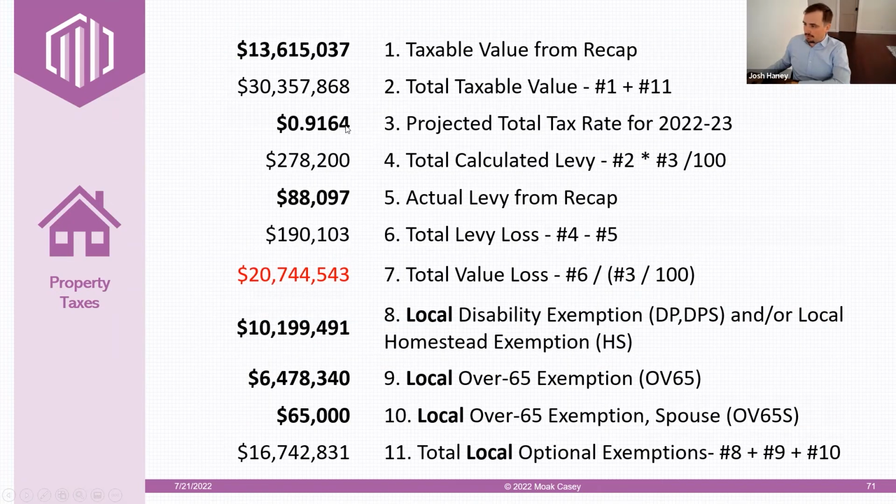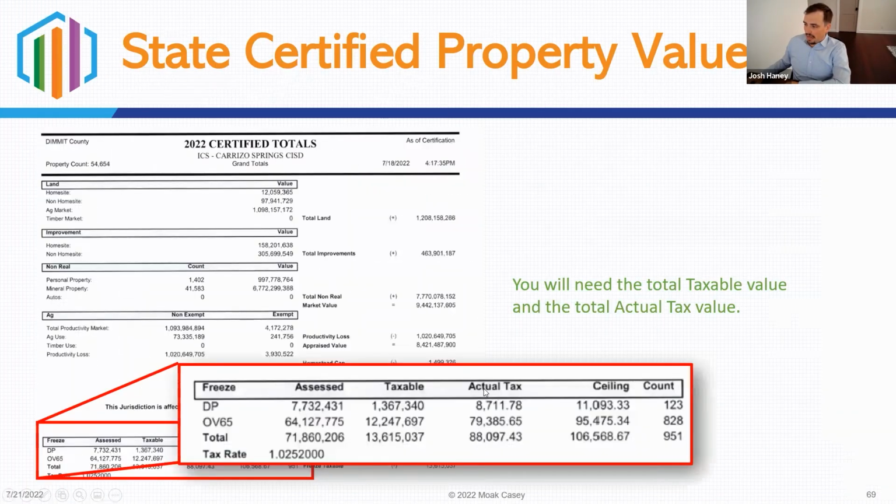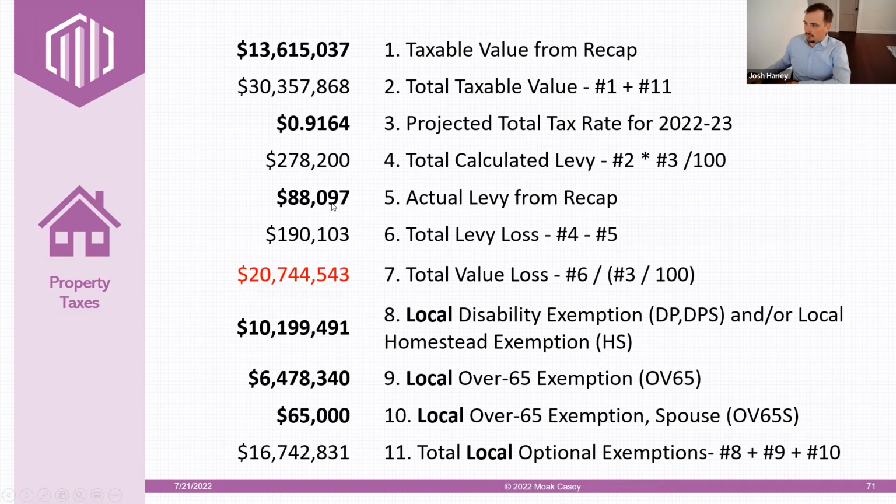So we got that plugged in. Then you plug in your actual levy, which again, I got from right here. It's called actual tax on here. Okay, I plugged in that number. Then I'm gonna skip down to line 8 here.